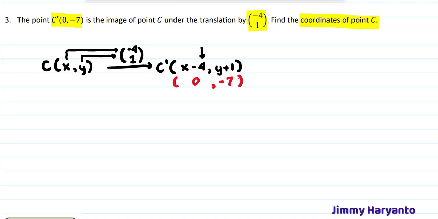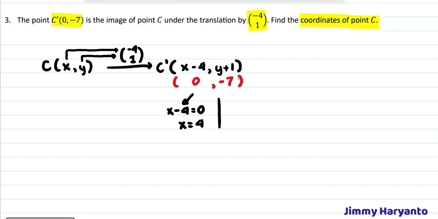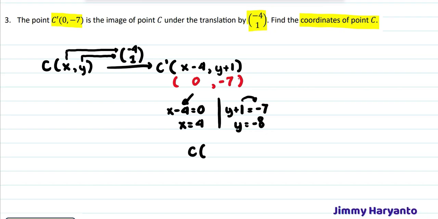This is our image, this is the question's image. It has to be the same, yeah. That means we can separate them into two parts like this to calculate the value of x and y. Move the 4, it will become plus 4. And then for this one, you will have y plus 1 equals to -7. That means y equals to, move the 1, it will become -7 minus 1 equals to -8. That means the point of C has a coordinate of 4, -8. Just like that. Okay, so this is the coordinate of point C.